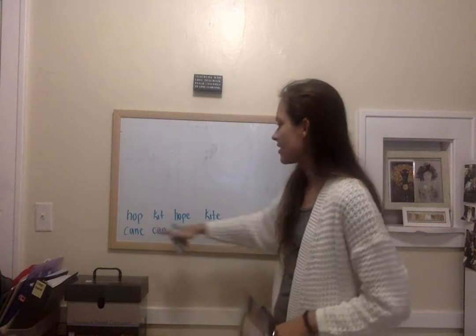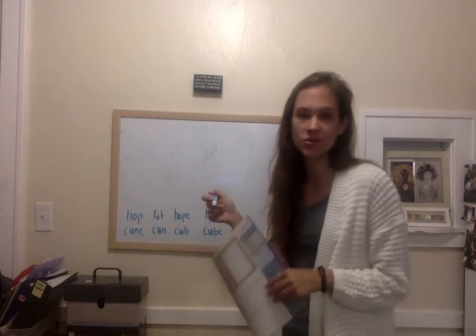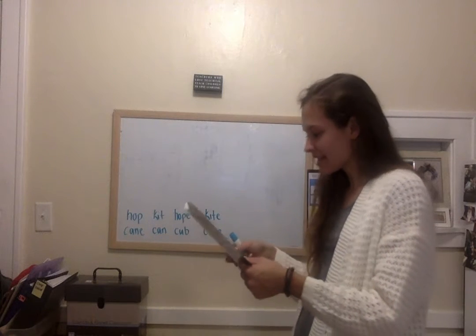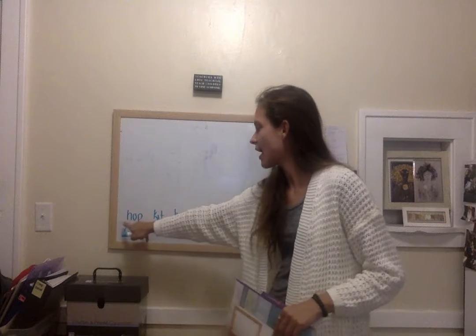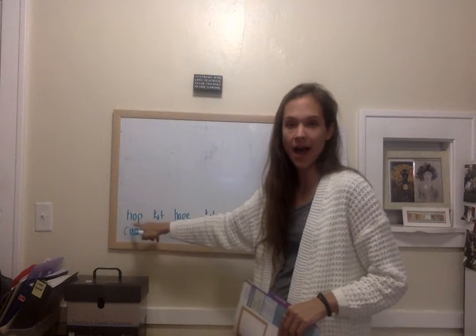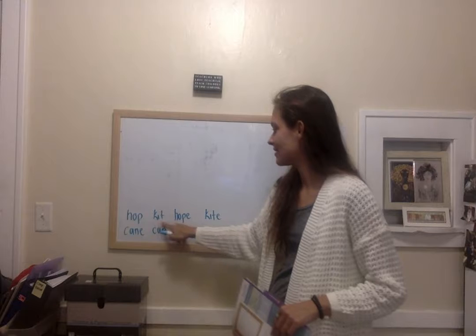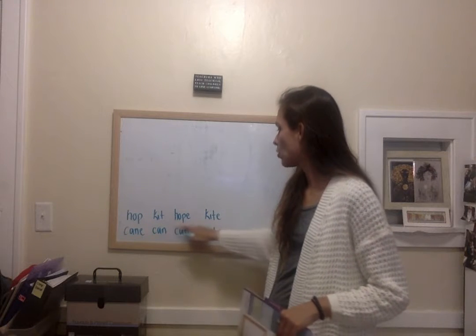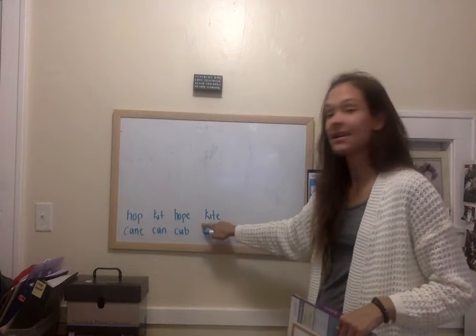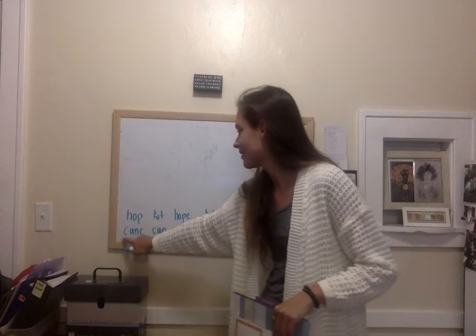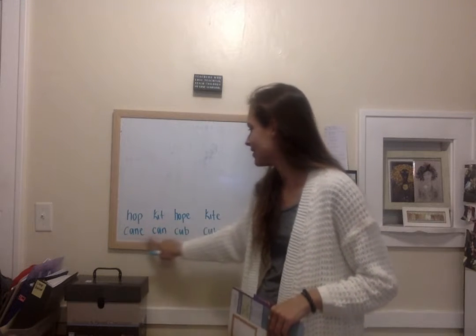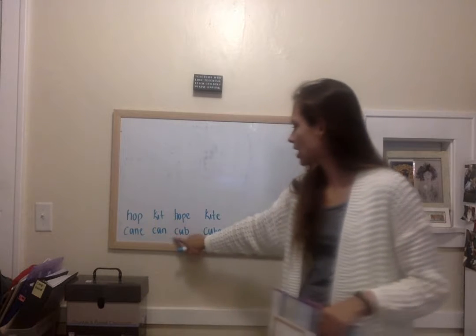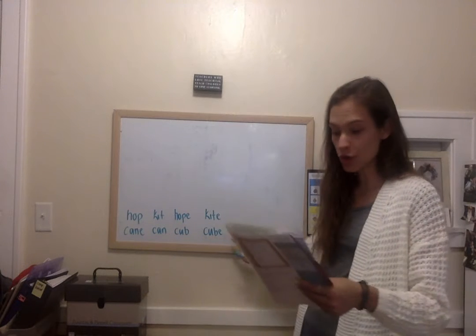We have some words here on the board, and the first thing we're going to do is read these words together. So we have the word hop, hop, kit, hope, kite, cane, can, cub, and cube.